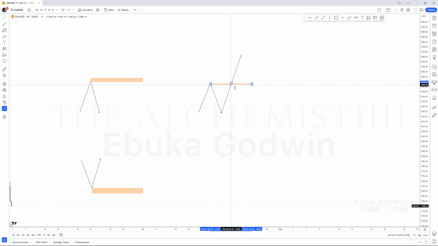Okay, so once the resistance is broken, it will turn into a support. So we call this RBS: resistance broken, turning into a support. So this was a resistance. Now it is broken, then it turns into a support. That is why we call it RBS. Very simple. Okay, so I'll show you examples.